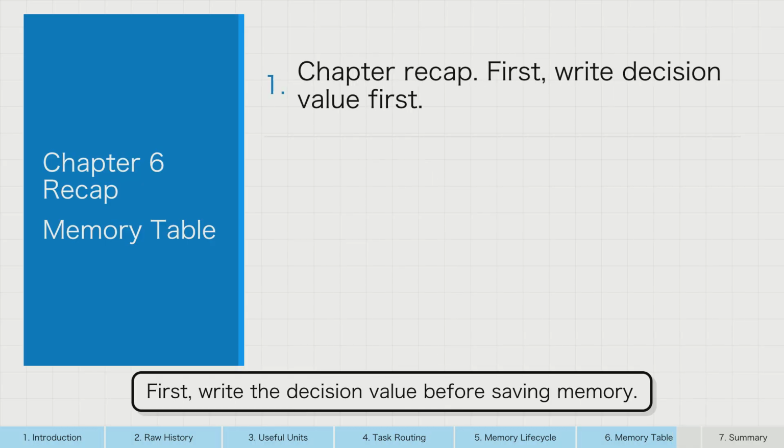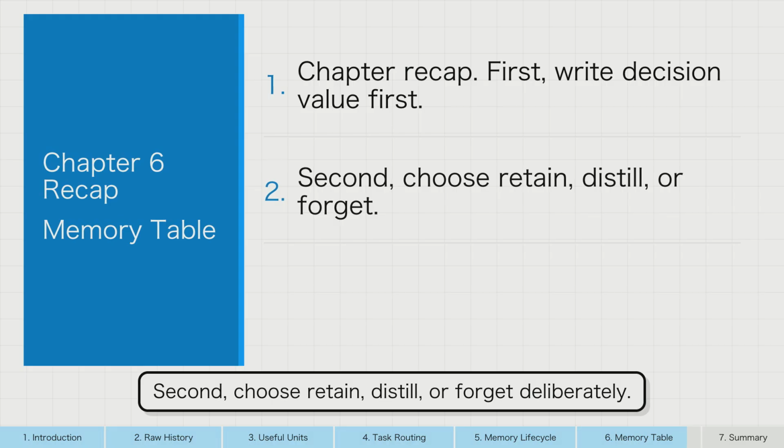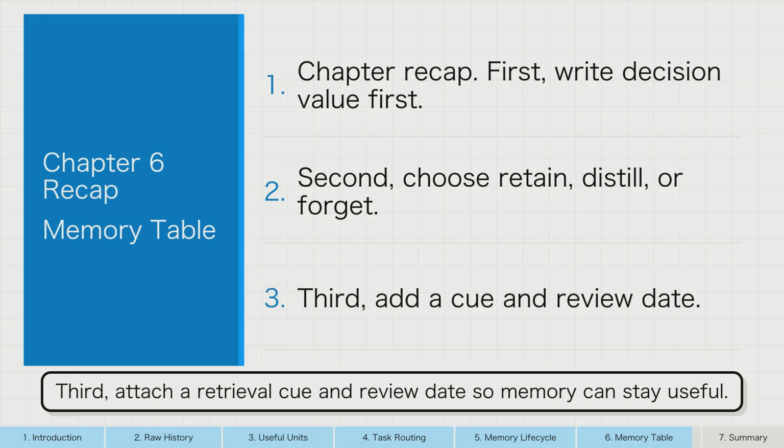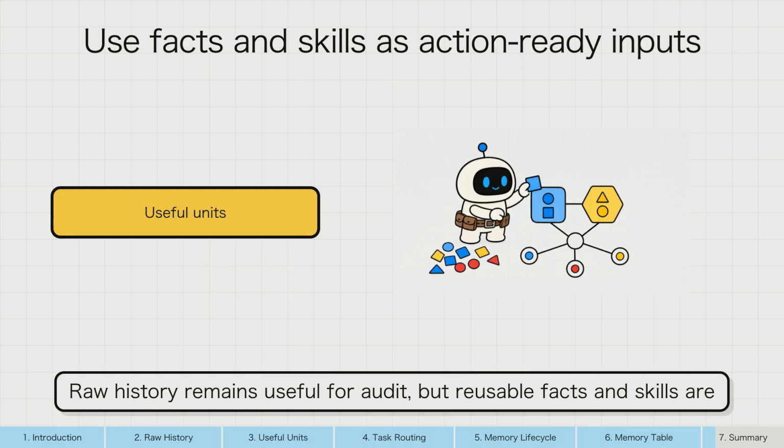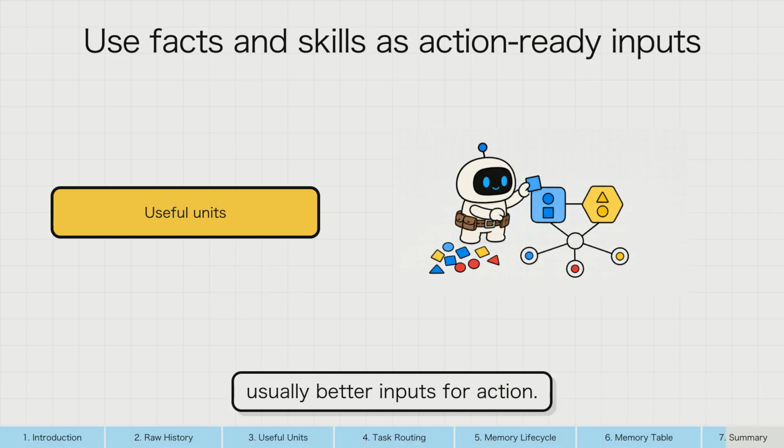Chapter Recap. First, write the decision value before saving memory. Second, choose retain, distill, or forget deliberately. Third, attach a retrieval cue and review dates so memory can stay useful. An AI agent does not become wiser by carrying every past message into every future task. Raw history remains useful for audit, but reusable facts and skills are usually better inputs for action.